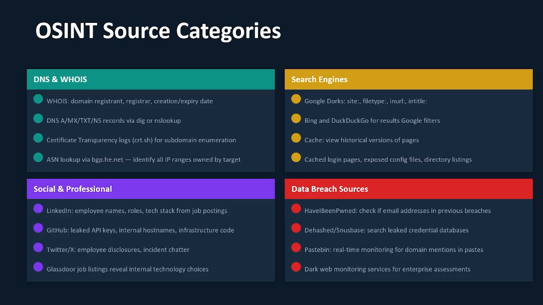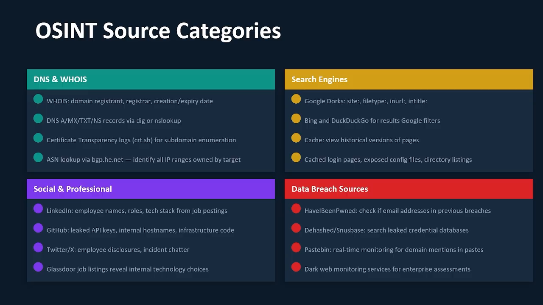So OSINT's source categories, first DNS and Whois. Whois will show you the domain registrant, registrar, when the domain was registered, when it expires, who the technical contact details are. In this day and age, for businesses, that usually has a lot of information. But for smaller businesses and individuals, it's becoming more and more common to have DNS privacy added onto a domain. So it's a lot harder to find some of that information there.